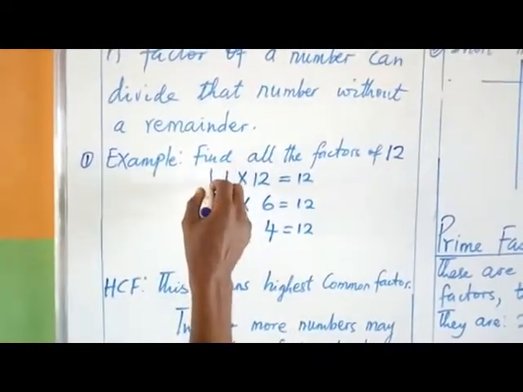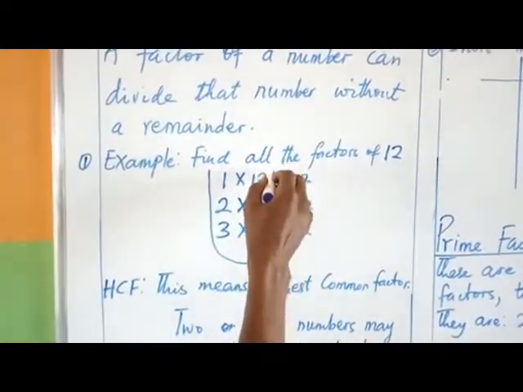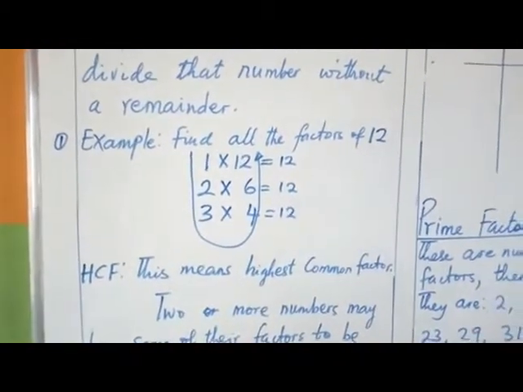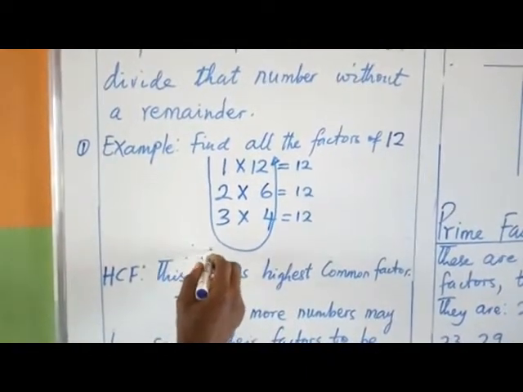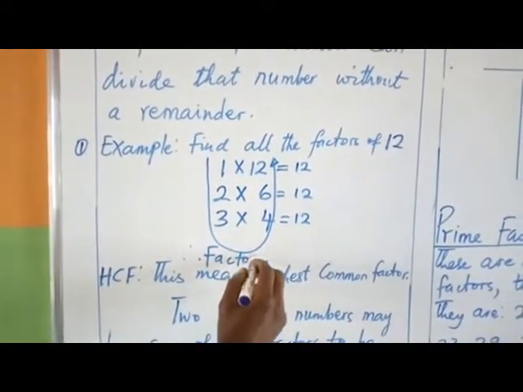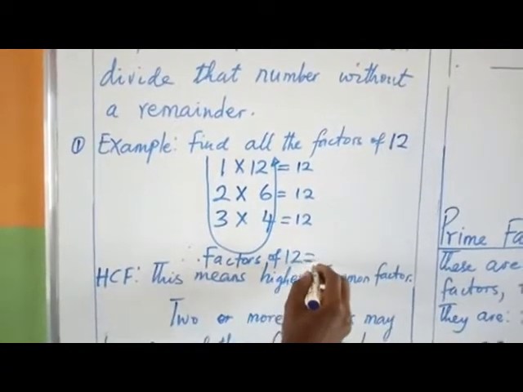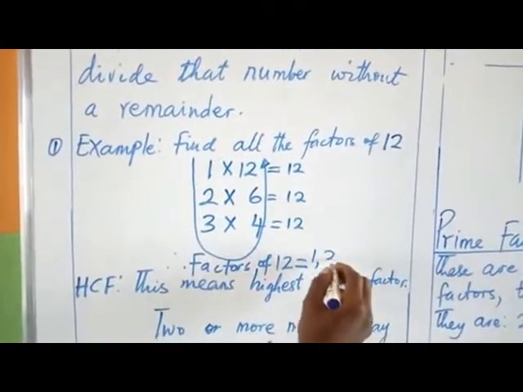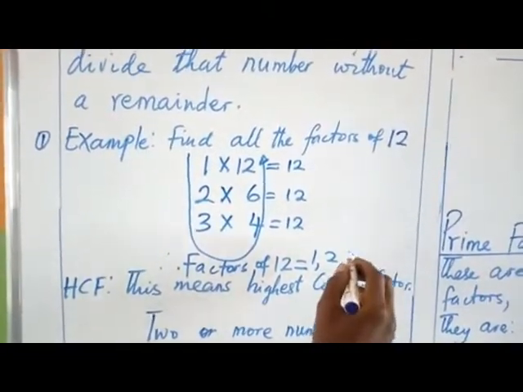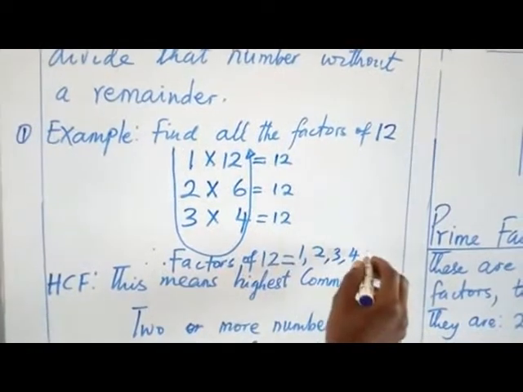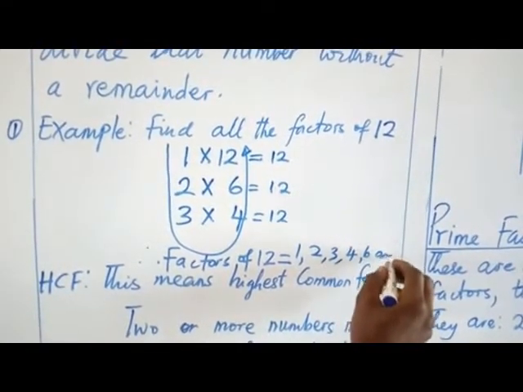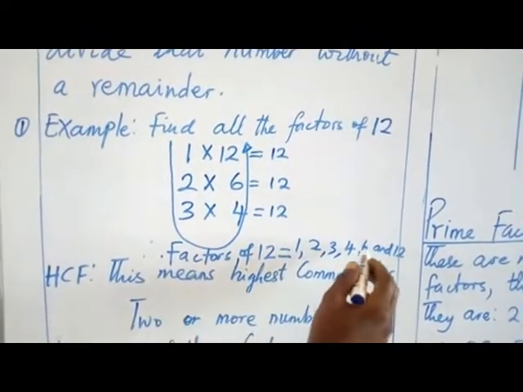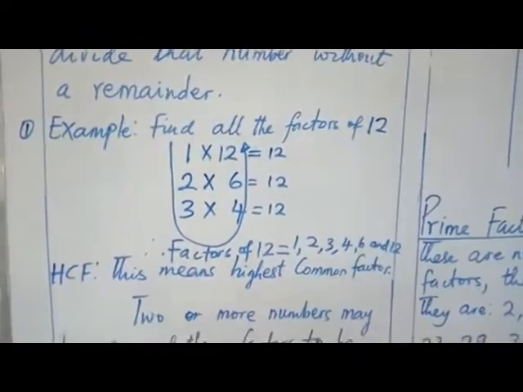So I always use an arrow to indicate the direction, because we are going to list all the factors in ascending order. So it now says, therefore, factors of 12 equals 1, listing them from the smallest to the biggest, 2, 3, 4, 6, and 12. So these are all the factors of 12. Any of these numbers can divide 12 without a remainder.